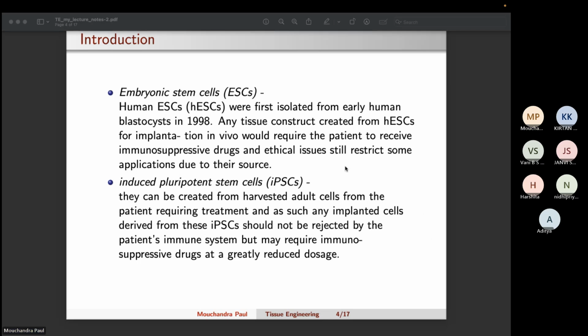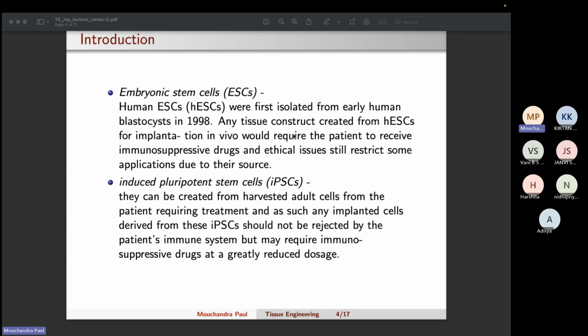So, embryonic stem cells were first isolated from the early human blastocyst in 1998, and it is still done in that way only. In the blastocyst, there are two types of cells, the trophoblast and the inner cell mass. The inner cell mass cells are removed, and they are basically the embryonic stem cells.